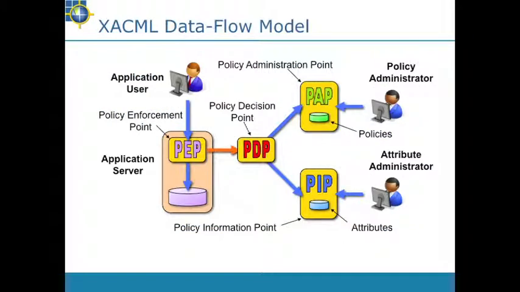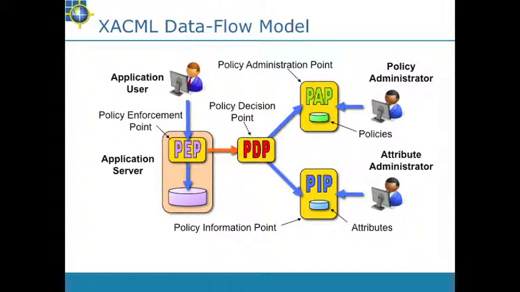Within the XACML standards, there is an XACML data flow model. This is a simplification of the model in the standards, but it captures the essential features. On the left-hand side, we have the Policy Enforcement Point in an application server, and there may be many application servers. The Policy Enforcement Point doesn't make the decision about access, it defers the decision to the Policy Decision Point by sending an authorisation request. The Policy Decision Point in the middle obtains appropriate policies from the PAP and obtains appropriate information about the user from the PIP.